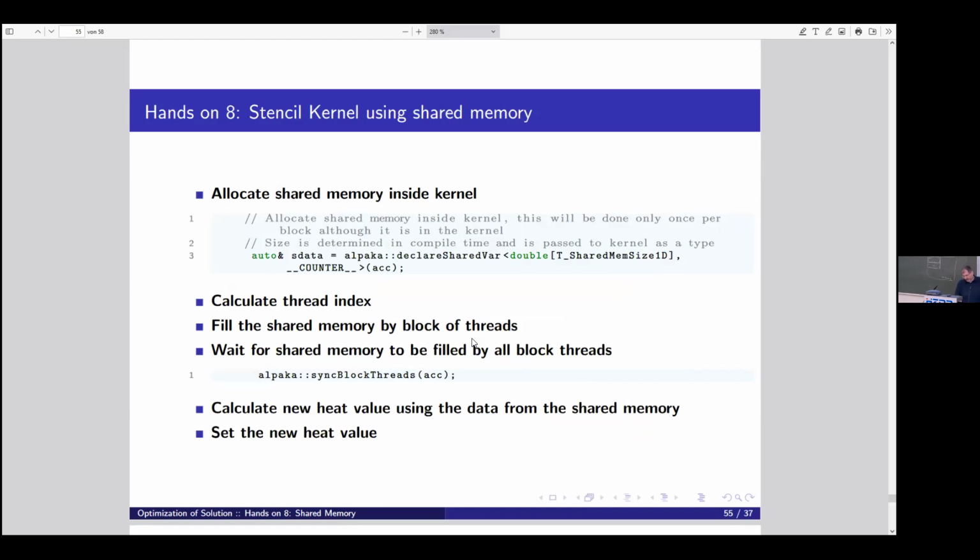Initially, we are going to allocate shared memory inside the kernel. This is a static allocation, because the size is given. This is the shared memory allocation. Then we calculate the thread index, fill the shared memory by the block of threads, then wait for the shared memory to be filled by all block threads, then calculate the new heat value using the data from shared memory and set the new heat value.